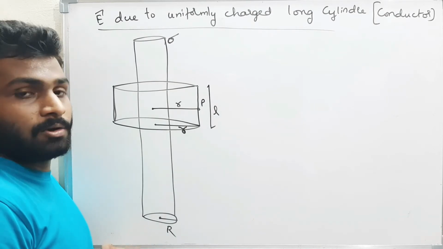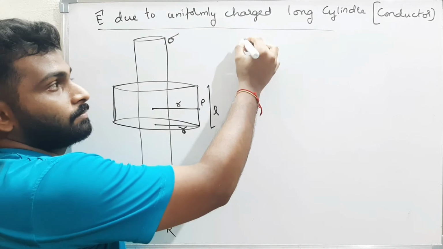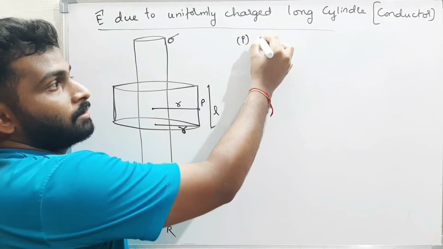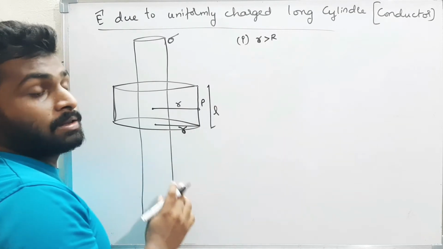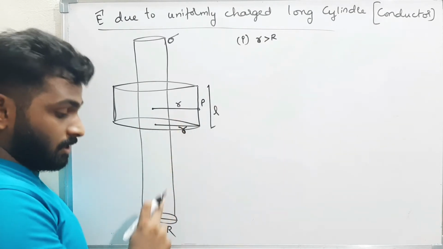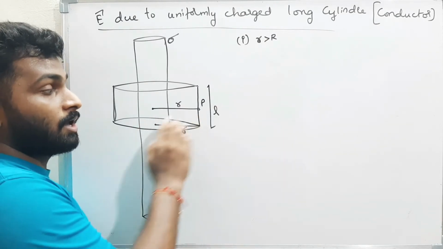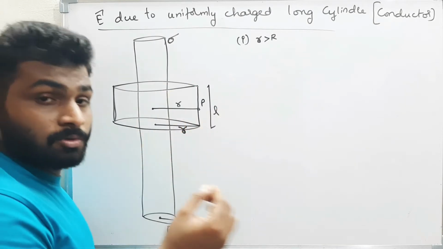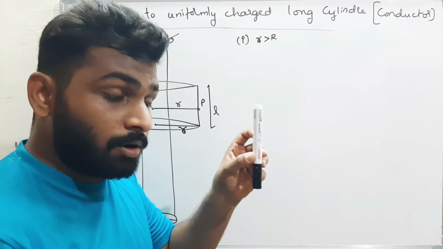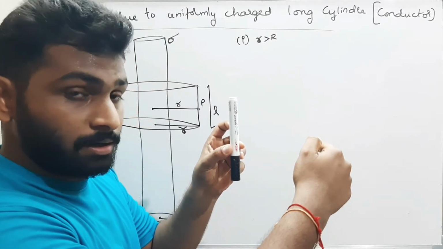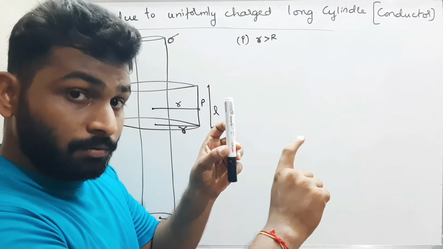Okay, it's clear, I took the Gaussian surface. First case: when the point is at a distance r greater than the capital R. What is the meaning of that? This point is outside the cylinder. I am assuming this is the cylinder, and I am finding the electric field intensity at a point P, which is outside the cylinder, somewhere here.